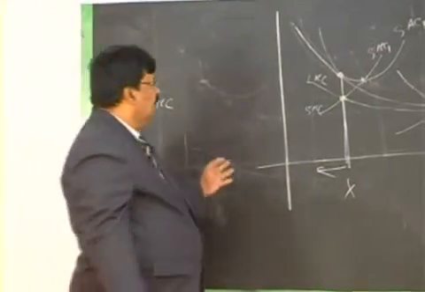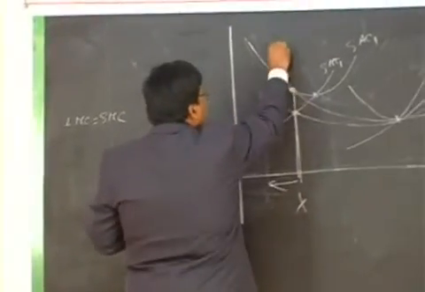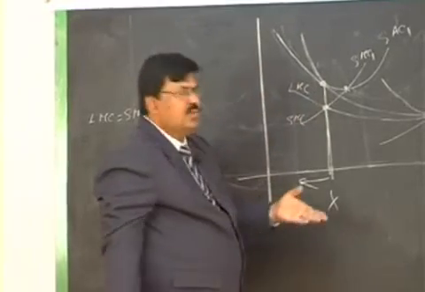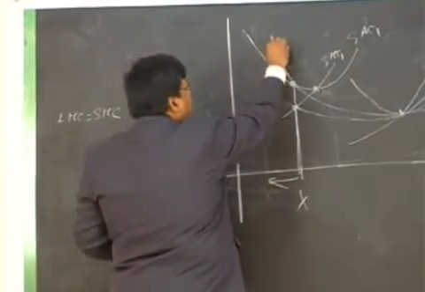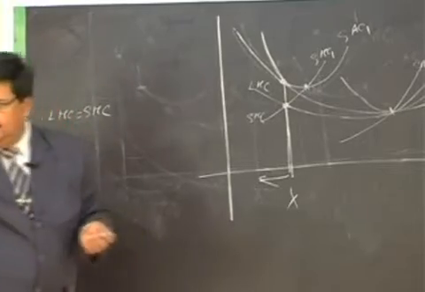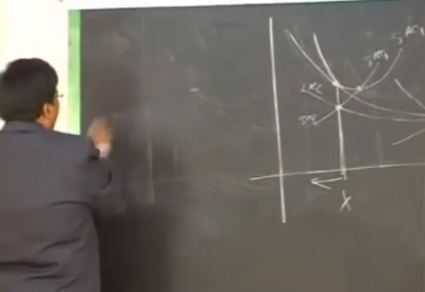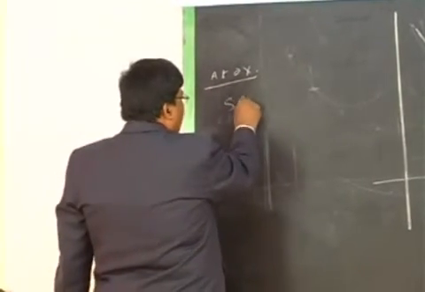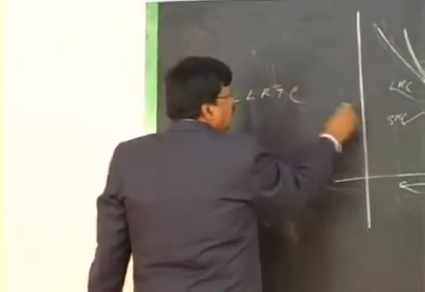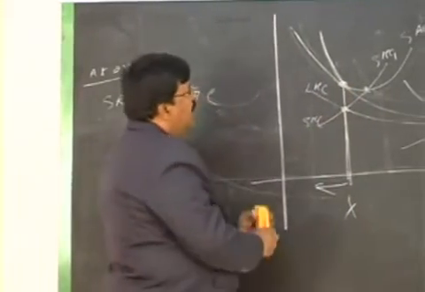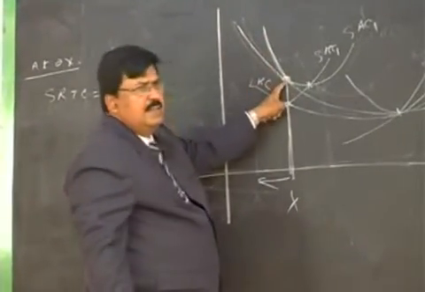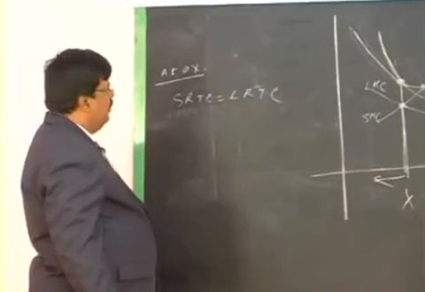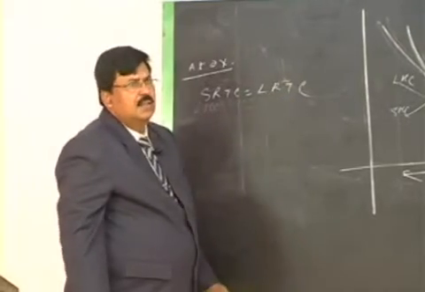Why? Let us see, at this point, what is the short-run average total cost? The average cost into the number of units gives you total cost. So, short-run total cost at OX level of output is equal to long-run total cost at this point, because this point is on the short-run as well as LAC, SAC and LAC. So corresponding to OX level of output, short-run total cost is equal to long-run total cost.